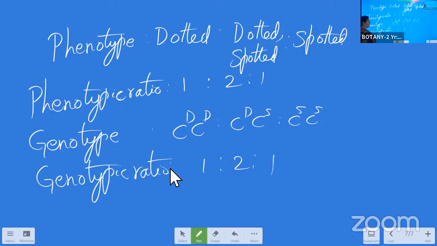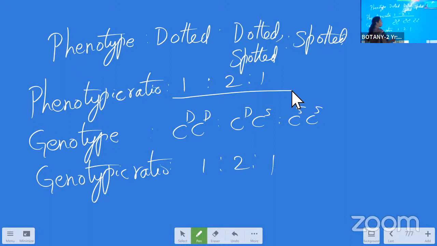Okay. So what is the conclusion in this? Mendel's law of dominance: the phenotypic ratio is going to vary from 3 is to 1 to 1 is to 2 is to 1. And the phenotypic and the genotypic ratios are the same, 1 is to 2 is to 1. That is a variation from Mendel's law of dominance. Okay, like that we need to conclude.